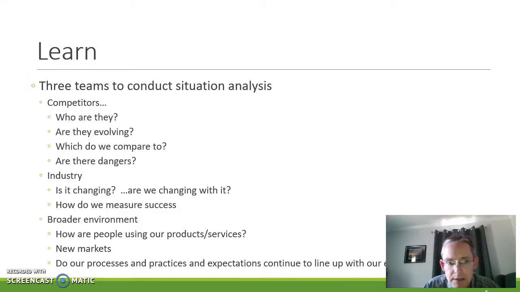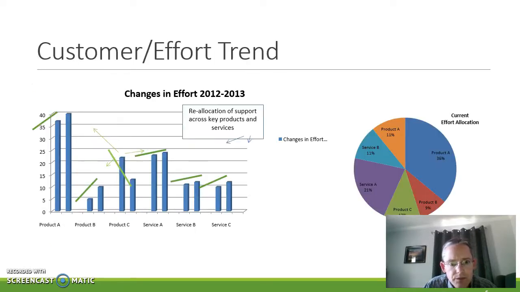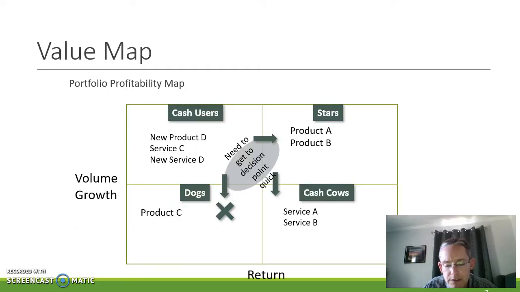Typically I'll set up three teams. Conduct situational awareness. What are our competitors doing? What's the industry doing? What's the broader environment? So a lot of what we talked about in the last presentation we're looking at there. One of the things that you want to look at is, from a customer perspective in our effort, where are we changing? Where do we see a lot of calls? Where do we see a lot of our support going in terms of the different products and services that we have? Understand that, in our own data, what are we seeing? And how does that map to our effort allocation, in terms of what we're spending in effort versus what we're seeing in terms of the value or in terms of the usage?